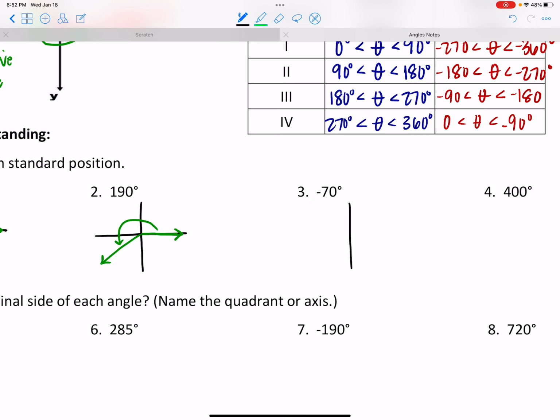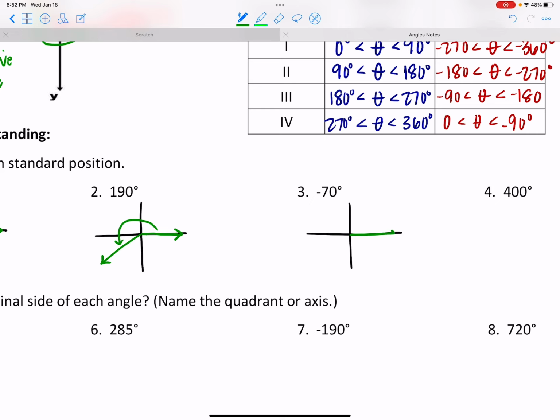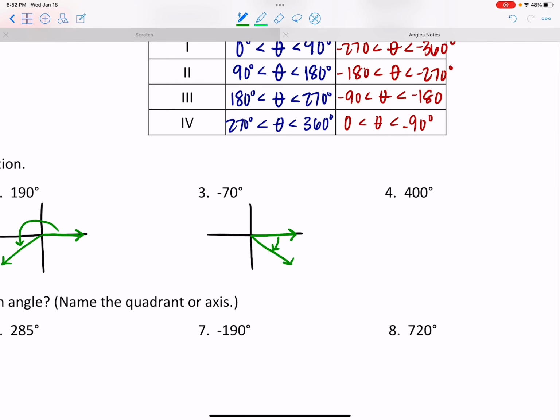So make my axis, make my initial ray. And now I'm going to rotate down, but not quite to 90, so I want to land here in quadrant 4. Again, rotating down, so there's what a 70 degree angle may look like. And then how about 400? We didn't talk about anything larger than 360, but definitely going to be possible.